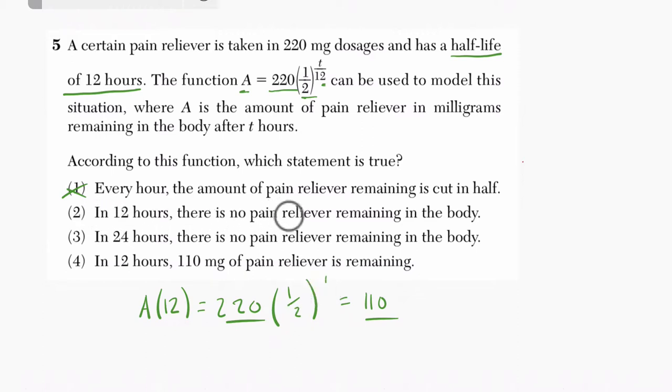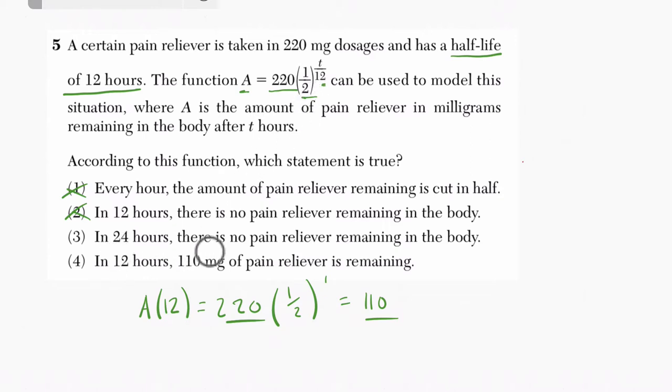In 12 hours, there is no pain reliever remaining in the body. Well, we can see when you plug in 12, there's still 110 milligrams left. And because mathematically we're modeling this with halves, at no point will there be nothing left in the body. Mathematically, there will always be some amount remaining when you half and half and half.